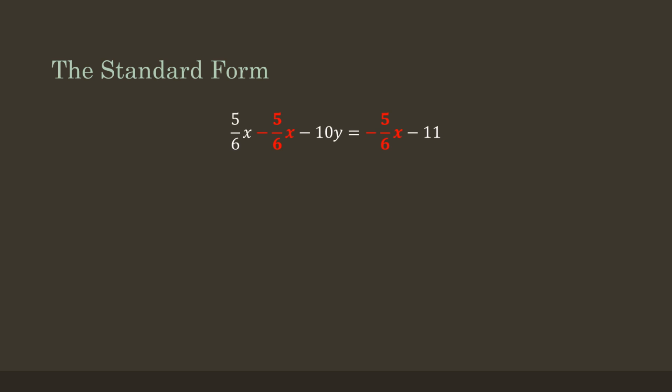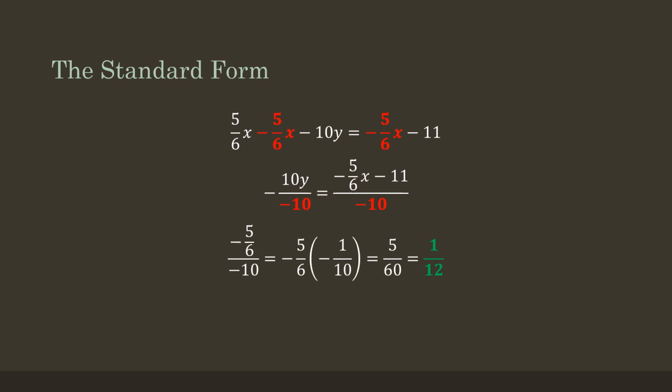So we subtract 5/6 x from both sides. Then we divide both sides by -10. I'll give you a second to remember how to work with fractions. To find the slope, we need to divide the coefficient -5/6 by -10, which means multiplying by its reciprocal, which is -1/10. Now we have -5/6 times -1/10. -5 times -1 is 5, and 6 times 10 is 60. Simplify and we find that our slope is 1/12.